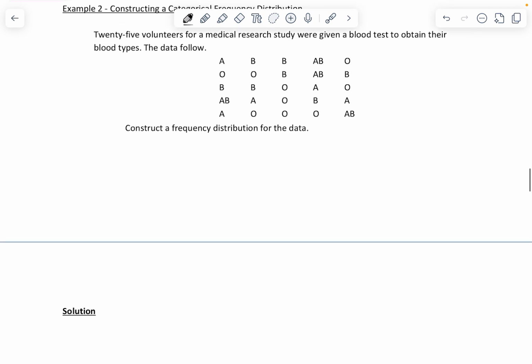To make our frequency distribution, let's do it down here, we need to start by making a table with all the categories represented. So we're going to have a column in our table, which we will label type. And there are 4 blood types: type A, type B, type O, and type AB. The second column is mostly used as a helpful tool to help us figure out the frequencies for each category. So we're going to put a column here which we call tally. And then we'll do a third column, which we will call frequency.